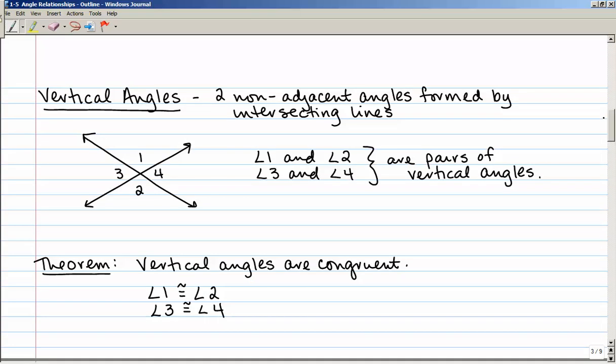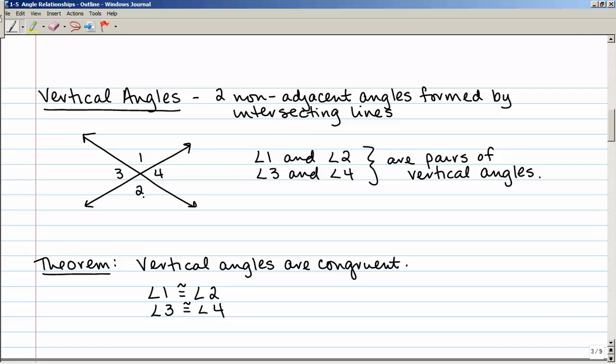Vertical angles are two non-adjacent angles that are formed by intersecting lines. So here we have two lines that intersect each other, and the vertical angles are the ones that are across from each other. They're not adjacent to each other. They share a vertex, but they don't share any common sides.